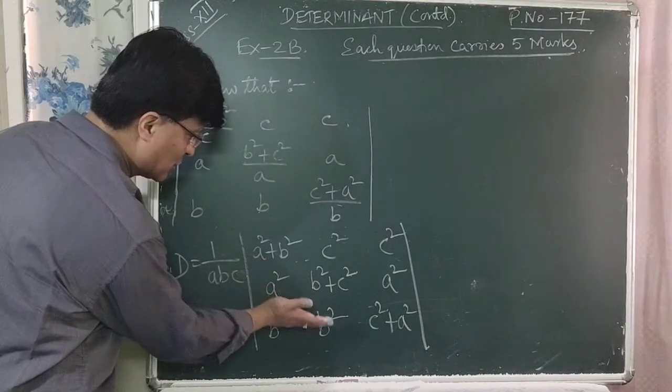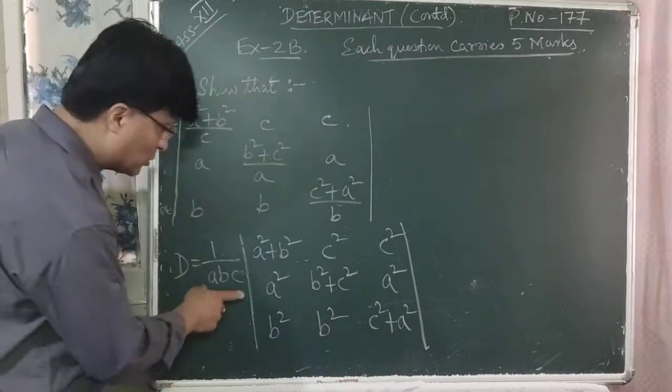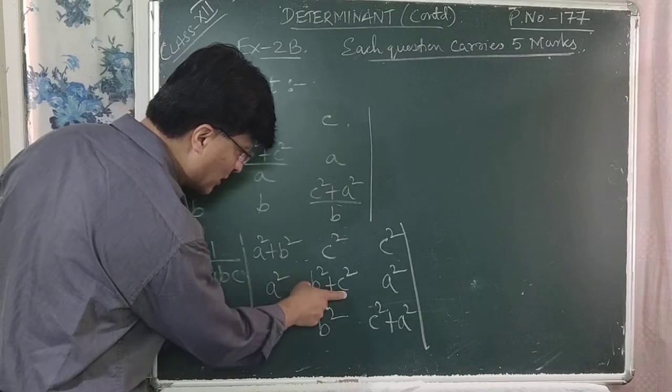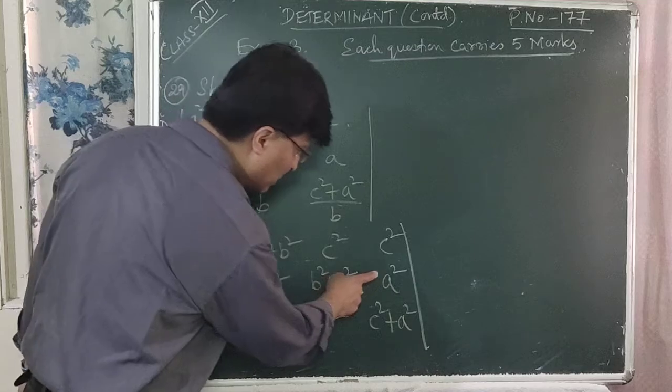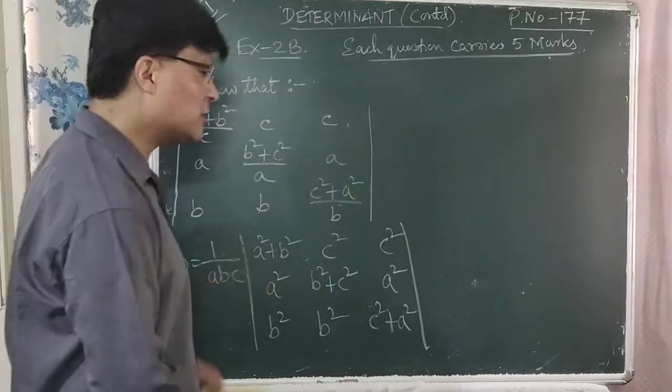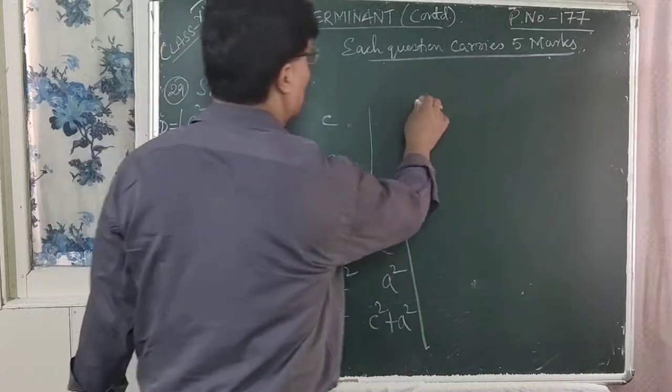Similarly, R2 dash is equal to R2 minus R3. Let's check it. What happens here? A square minus B square. Here B square gets cancelled, we get C square. And there A square gets cancelled, we get minus C square. Right? So let us use the property here.